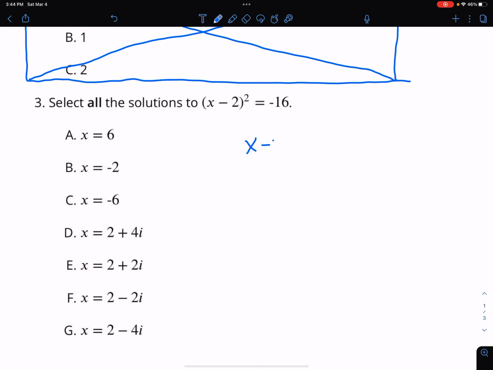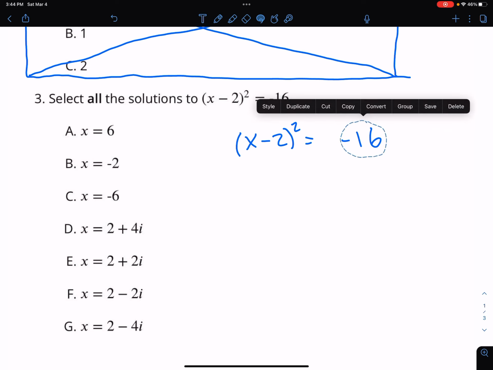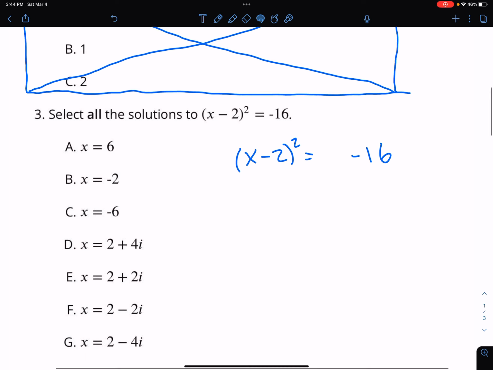(x minus 2) squared equals negative 16. And what we're going to do is try to get x all by itself. So we're trying to get x by itself to find the solutions here. But look at this. This whole thing is x minus 2. It's all stuck under here, down underneath this exponent.